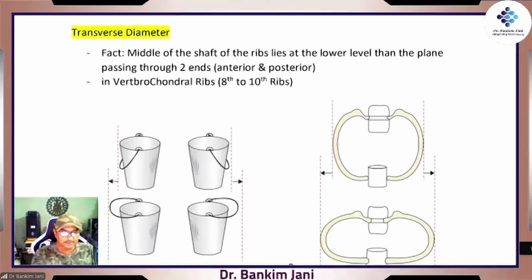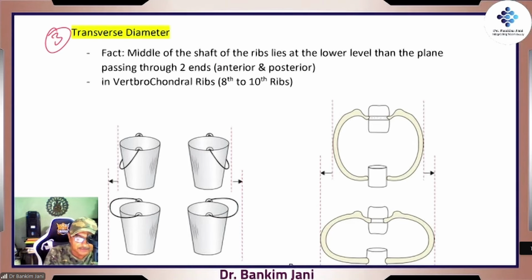The next, third one, is the transverse diameter, that is the bucket handle movement. The fact is the middle of the shaft of the rib lies at a lower level than the plane passing through the two ends. Simply speaking, this is the rib, but ribs are like this. So the middle part is lower than the level passing through the anterior and posterior ends.